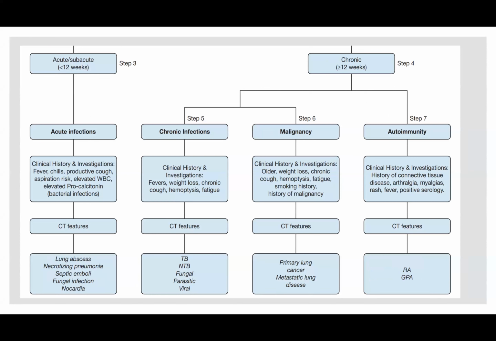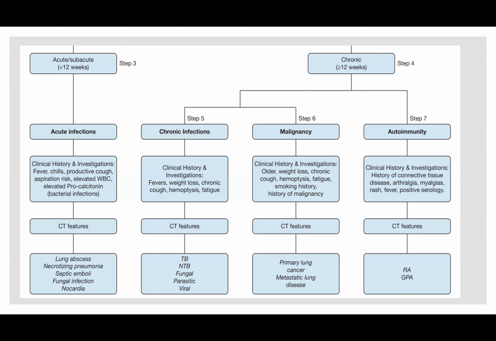So if we're suspecting autoimmunity, we need to look for other features that might be in keeping with rheumatoid arthritis, for example, or granulomatosis with polyangiitis. So a good clinical history with appropriate investigations would help us come to that diagnosis. If we're suspecting malignancy, of course, we'd have to look at the patient's risk factors, what the presenting complaints are, smoking history, family history, all those associations. And then we can think of a primary lung cancer or metastatic lung disease that might be causing it.